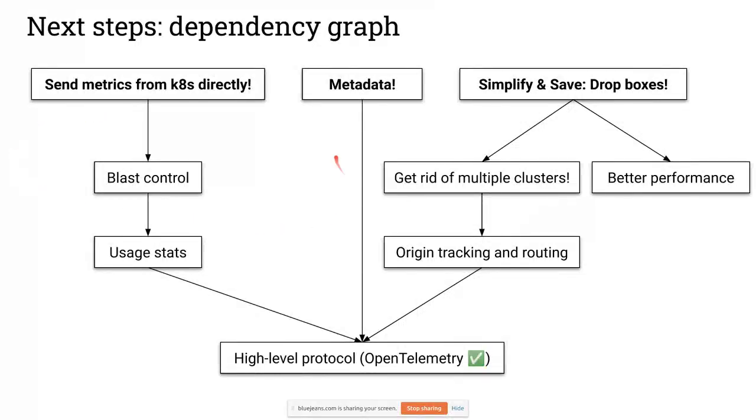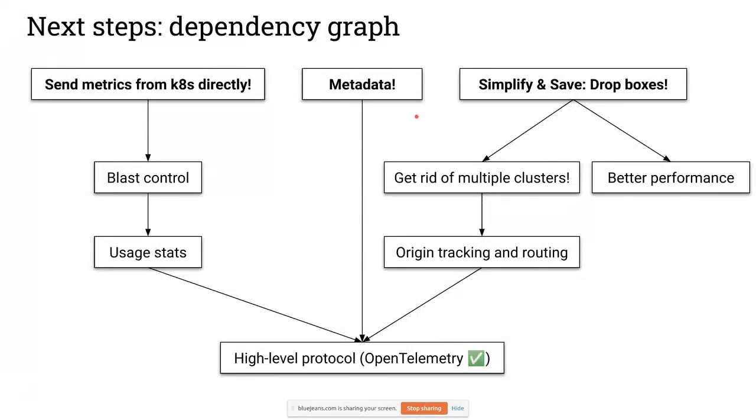And the next steps are in the form of a dependency graph. So to have metrics from Kubernetes, we need blast control. For that, we need usage stats. And in order to get that, we need to mark which data comes from whom. And to do that, we need data tagging, and data tagging comes with a higher level protocol. And for this, we picked OpenTelemetry in a kind of special Graphite compatible format for now, but we hope to move on with it and make it more universal. This is the first problem that we are looking forward to tackle.